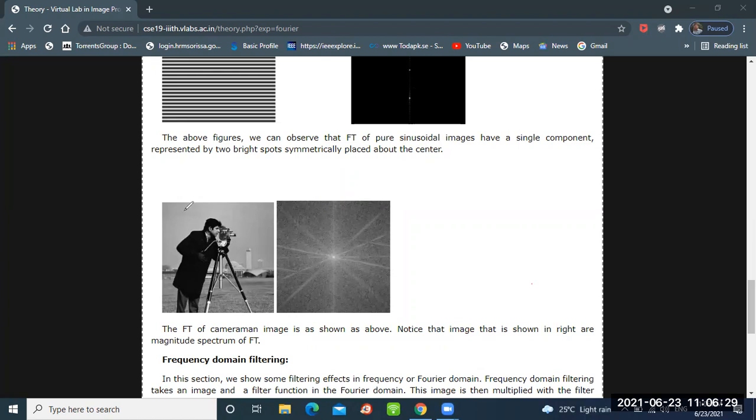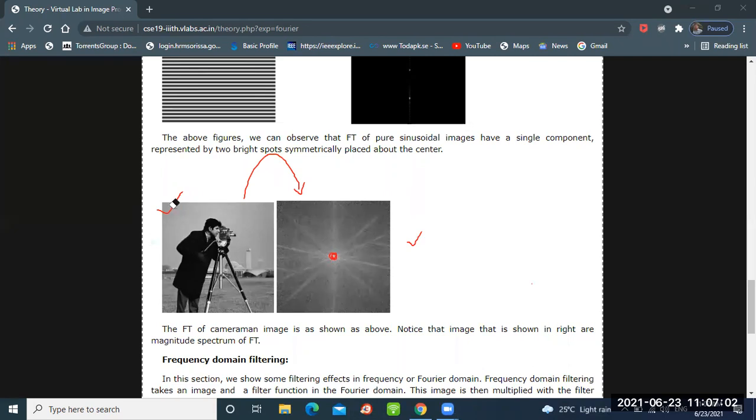Now this is again a very important image, the cameraman, which we are going to use frequently. This is the Fourier transform of the cameraman. The image shown on the right is the magnitude spectrum of this one. This white spot is the origin, frequency equal to 0, and that is the reason we display it as the brightest spot here.